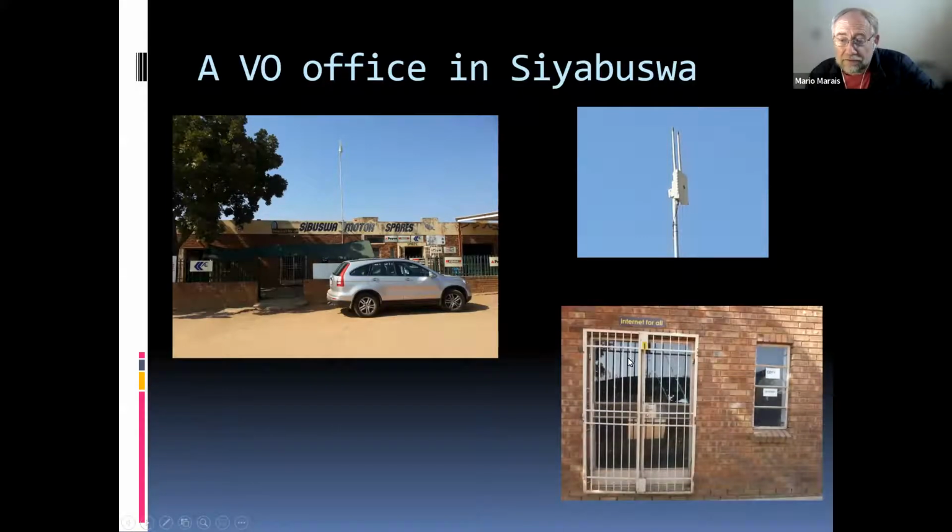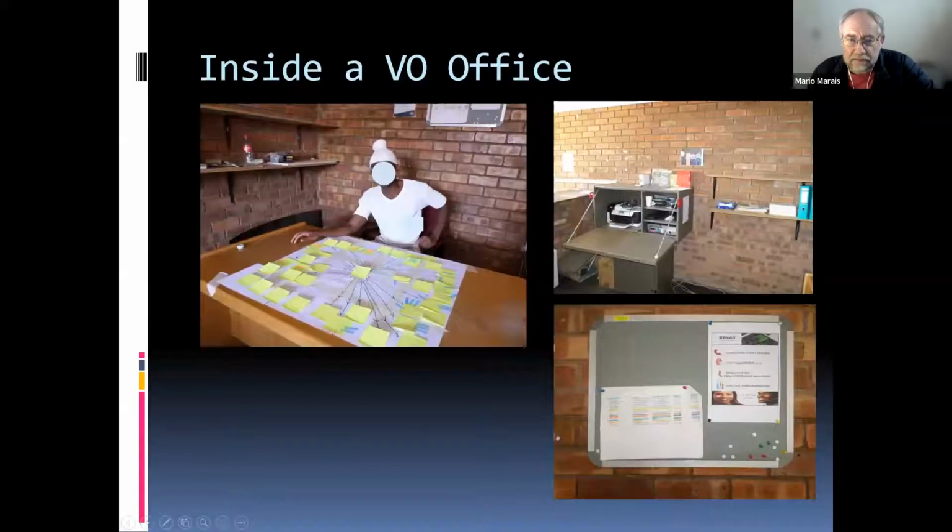And safety is a concern. So look at this door, and they chose the label themselves, and it's internet for all. This is the label for the village operator office, and the advertising: copy services and internet access. And here's the map that we did. You can see the blue stickers, and it took 4 hours.